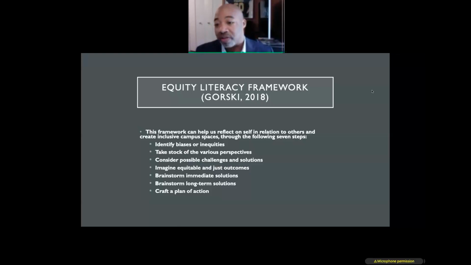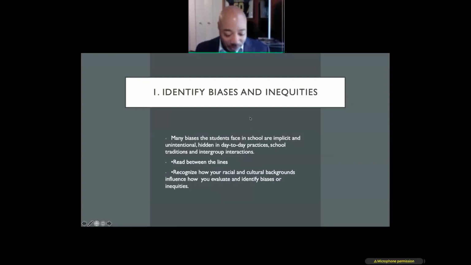So this framework is called the Equity Literacy Framework, and it gives us some tools to do that. It has seven steps. What I'm going to ask you to do is talk with us as we work through each of the steps in relationship to that event. So the first thing that we need to do, and some of us already engaged in this, is to identify biases and inequities. We start with our own, recognizing our own racial and cultural backgrounds and how they might influence the way that we determine whether or not we see any biases or inequities.